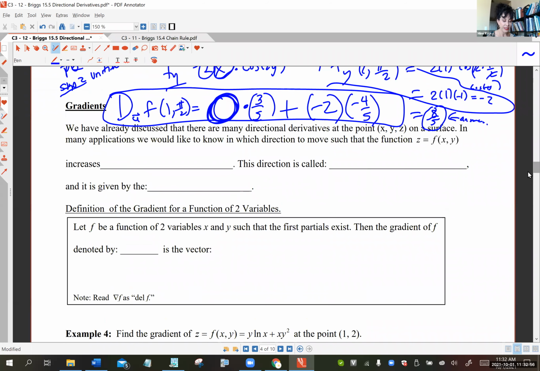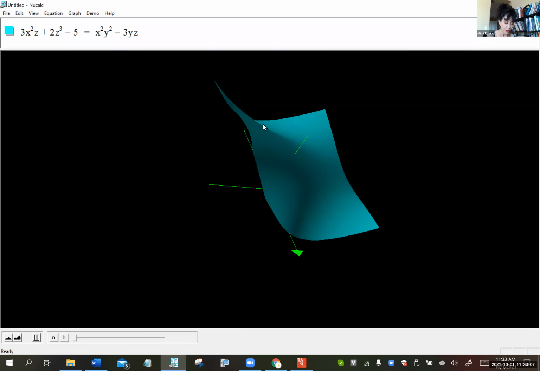We've already discussed that there are infinitely many directional derivatives at a point on a surface. Yes, that's true. So if you look at some surface, any surface, and you pick a point on there, any point, I don't care where, like, hey, I'm right here and I'm going to go skiing. You could spin around and look in infinity different directions and talk about infinity slopes, depending on where you want to head on your ski trip.